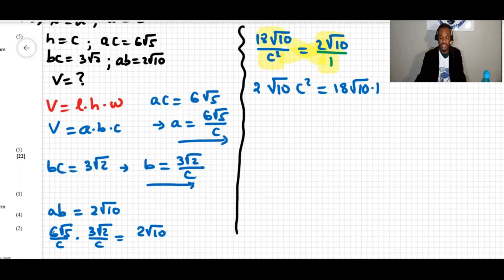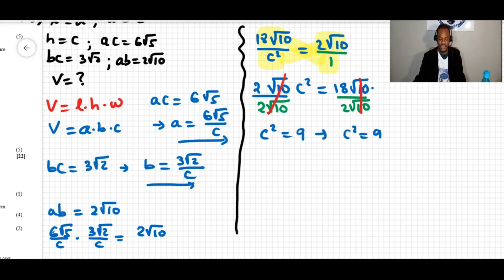Because I need C, I can divide by 2 roots 10. So this side divided by 2 roots 10, and the other side also divided by 2 roots 10. Over here, this will drop, and we are left with C squared equal to roots 10, and roots 10 also falls, and we are left with 18 divided by 2, which is 9. Now we can work out C.